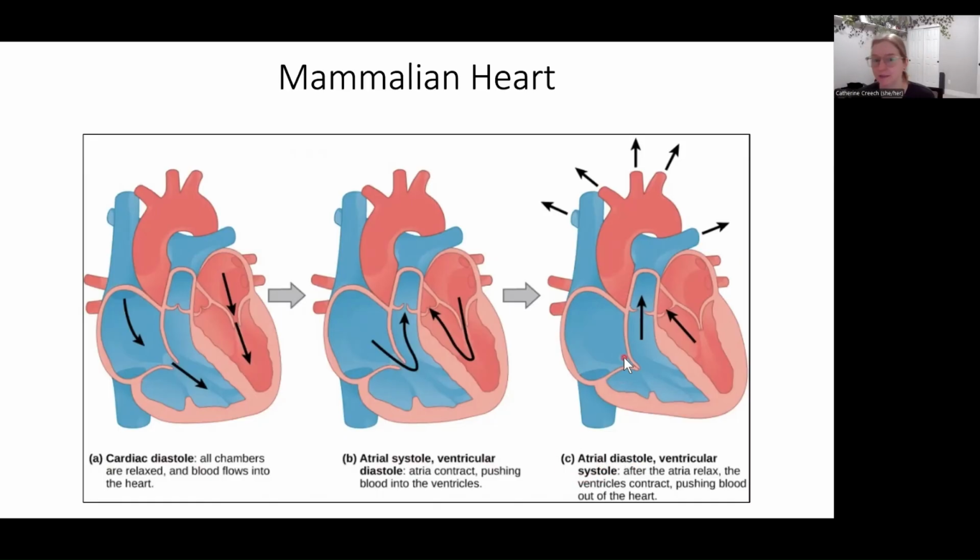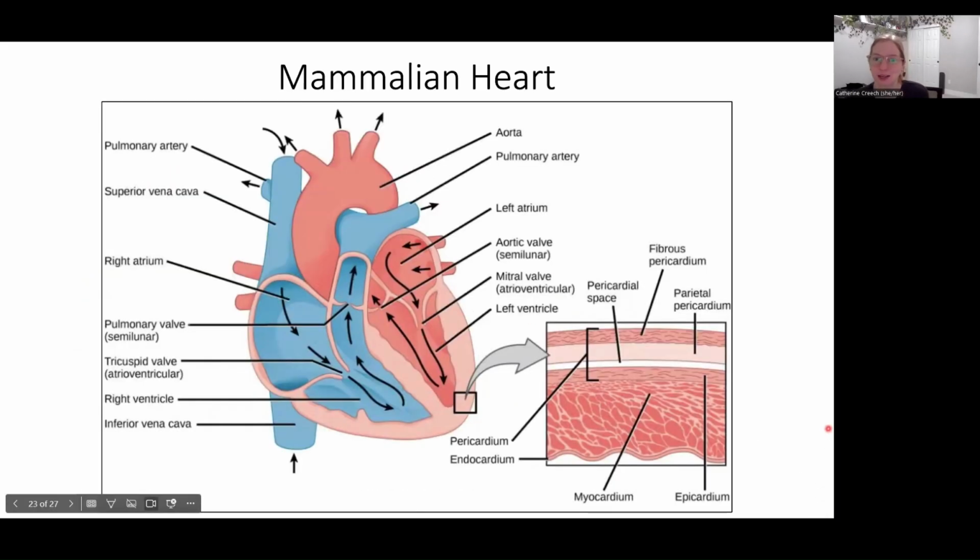But the blood does not flow backwards because we have these valves, the AV valves, that are held in place with those little tendons. Once the blood is pushed through, there might be a release in pressure and it could fall backwards, and your semilunar valves will close, keeping the blood from reversing.